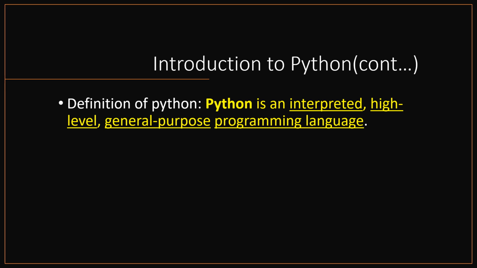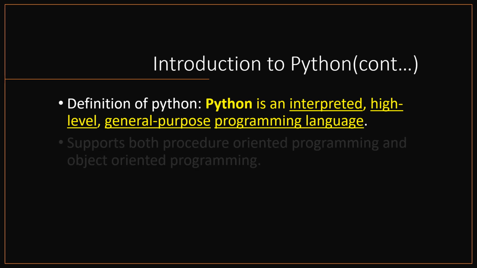High level is nothing but a language which humans can understand. Low level language is a language which a machine can understand. That is machine level language, which is in the form of zeros and ones. So this language is understood by the machine, and that is why it is called machine level or low level. There is one more term, which is interpreted. What does interpreted mean? I will be explaining later.